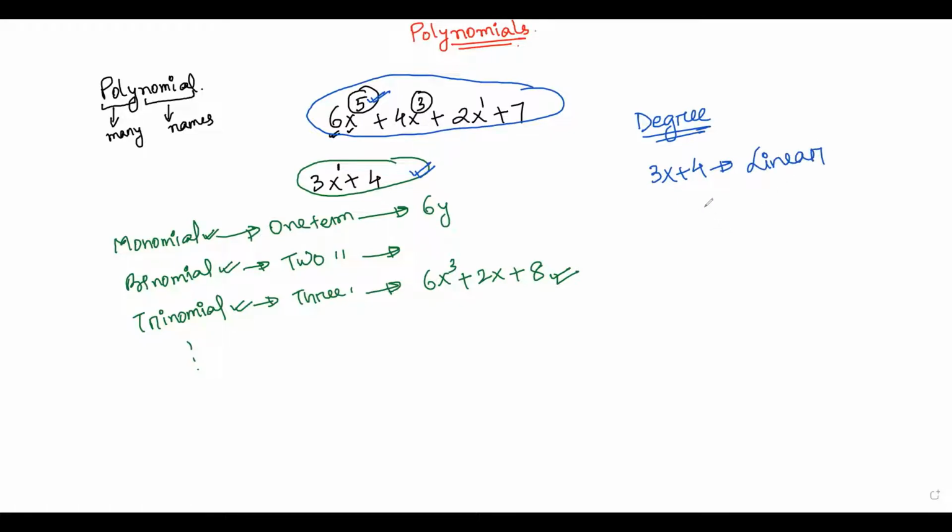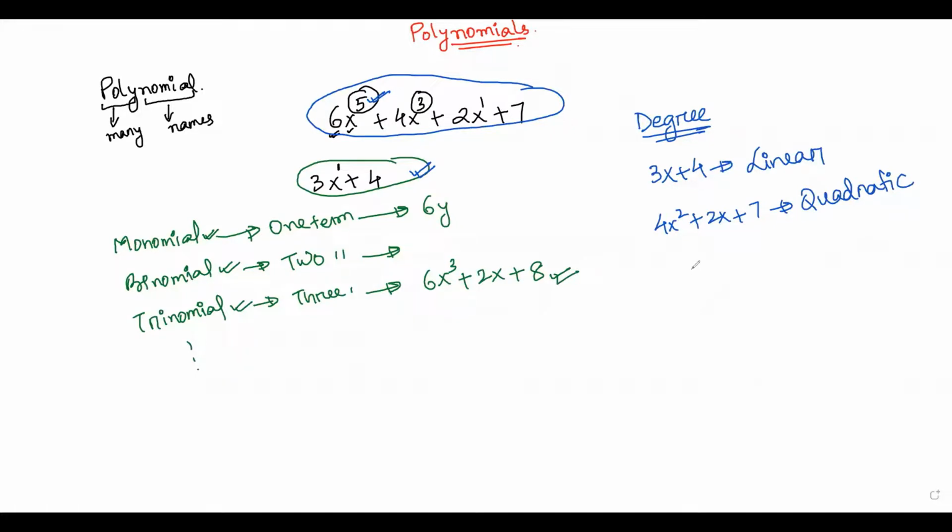In a similar way, when the highest power of the variable in a polynomial is 2, then it is termed as a quadratic polynomial. For example, 4x squared plus 2x plus 7. Here, the highest power of the variable is 2, so this can be termed as a quadratic polynomial.